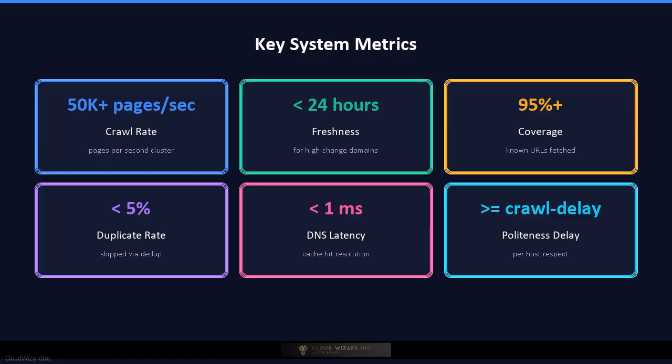The key metrics to memorize cold. Crawl rate, usually pages per second or pages per day across the cluster.